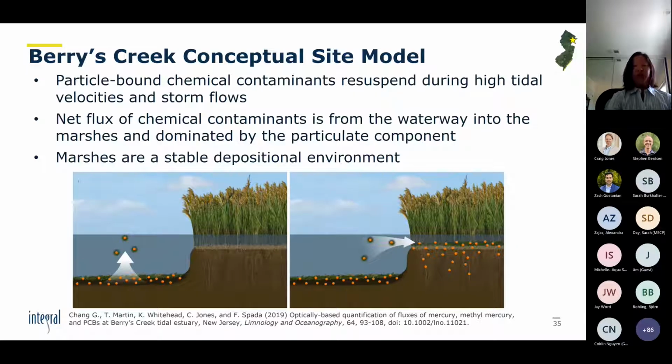So our optics results were instrumental to an interim action record of decision for monitoring and adaptive management at the site, and a remedial design focused primarily on the Berry's Creek main channel waterway, rather than full remediation of the marshes. And this likely saved our client hundreds of millions of dollars. And it is based on scientific evidence, not just optics, but multiple lines of evidence. And the results here are published in the peer-reviewed literature.